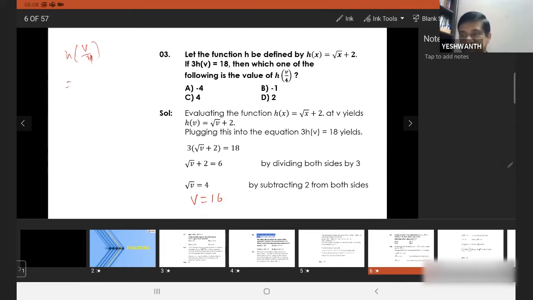So this is root of v by 4, that is 16 by 4, plus 2. Root 4 is 2, plus 2, that is 4. So option C. Please note it fast, quick.